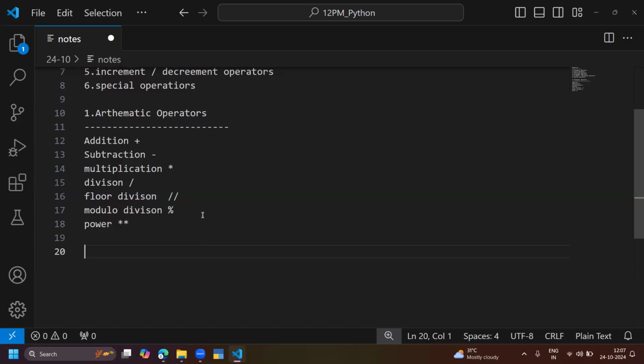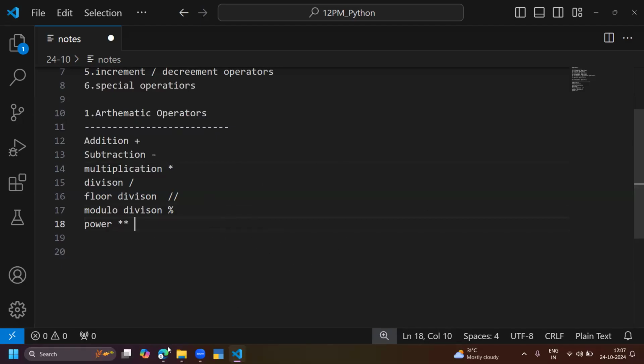So what about addition? Addition is plus. Subtraction is minus. Multiplication is a star. Division is a slash. Floor division is a double slash. Modulo division is a percent. And power is a double star.